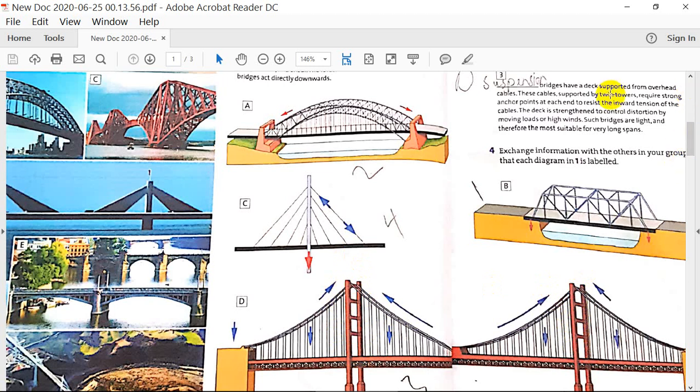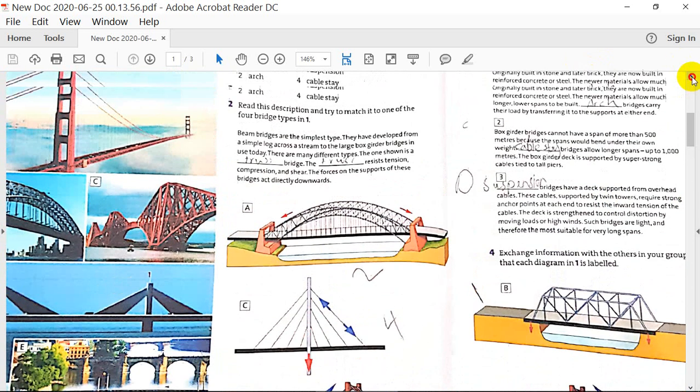Let us complete. Require strong anchor points at each end to resist the inward tension of the cable. The deck is strengthened to control distortion by moving load or high winds. Such bridges are light and therefore the most suitable for very long spans. So this is a suspension bridge which can resist wind movement. Sometimes, as I have heard, they can resist even earthquakes for a short time, not a long time.